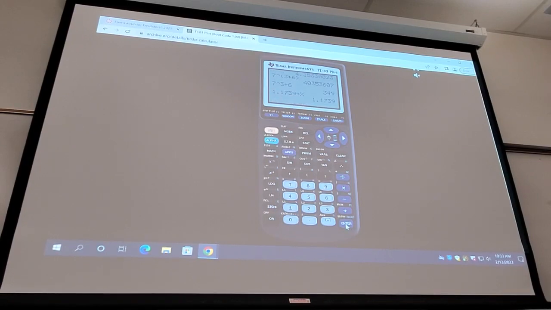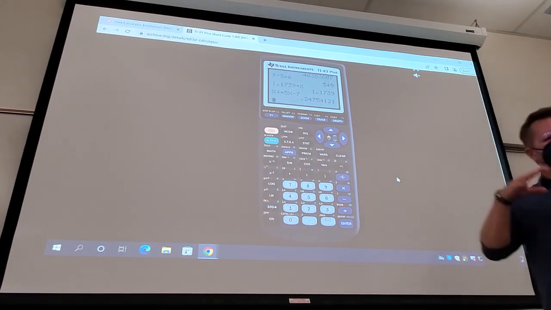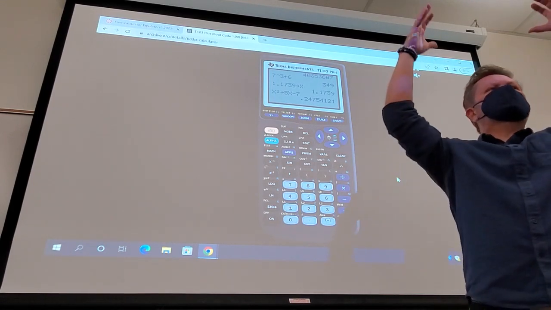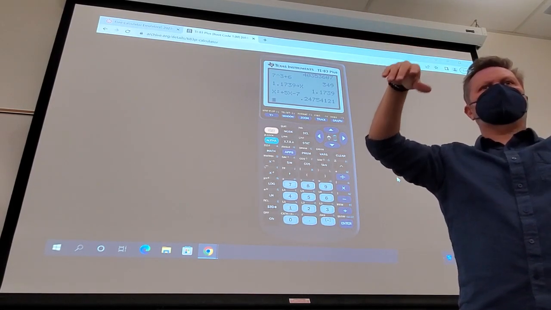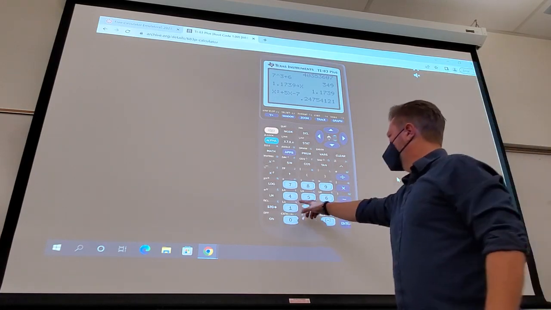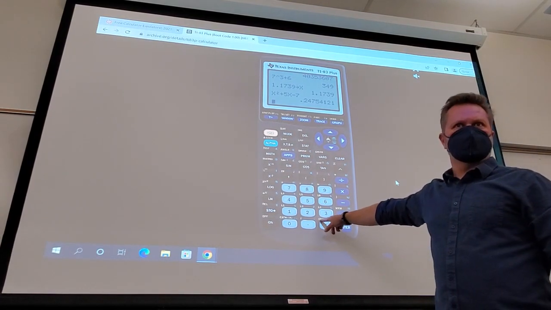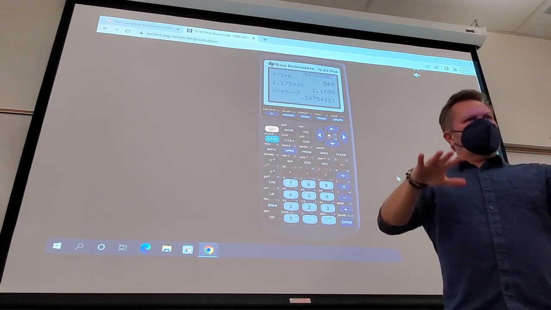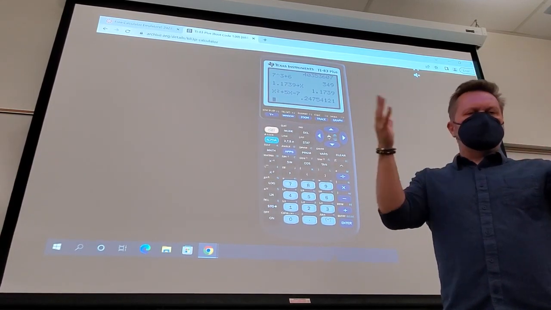So if I store that in X, then the letter X has the number. Now watch, this kicks so much ass. So now if I say X squared plus 5X minus 7, it'll do it. Do you understand how that could be useful? So you have all these memory positions. How many do you have? At least 26. You have one for every letter, plus your answer button. Kind of nice. Maybe you'll never use it, but it's good to know it's there.